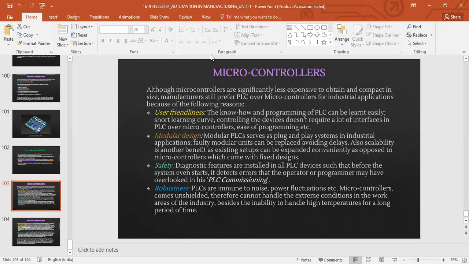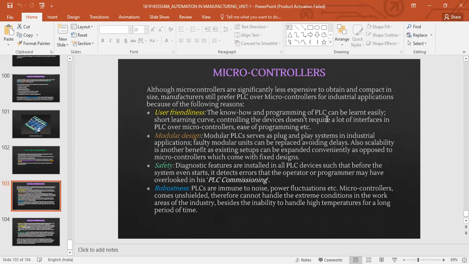Does not require much time. Controlling the devices doesn't require a lot of interfaces in PLC over microcontrollers, right? As we said, interfaces are very few as opposed to your microcontrollers. PLCs do not require a lot of interfaces. So, ease of programming, right?